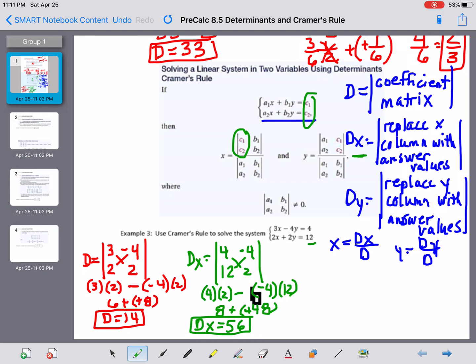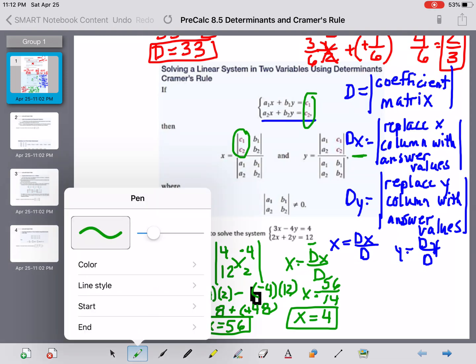Okay. So now, because I have a Dx and I have a D, I can solve for x, because x is going to be Dx divided by D. So my Dx here is 56. My D was 14. If I do 56 divided by 14, I get 4. That is my x value in solving my system. All right, one more to go.